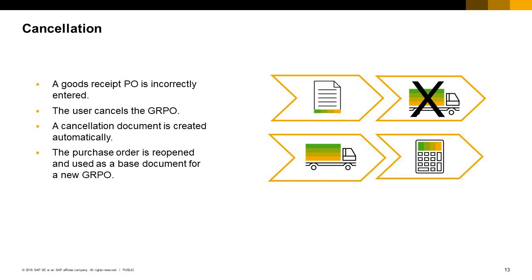For example, a goods receipt PO is incorrectly entered. The user cancels the goods receipt PO and a cancellation document is created automatically. The purchase order is reopened after cancellation, and can be used as a base document to create a new goods receipt PO.